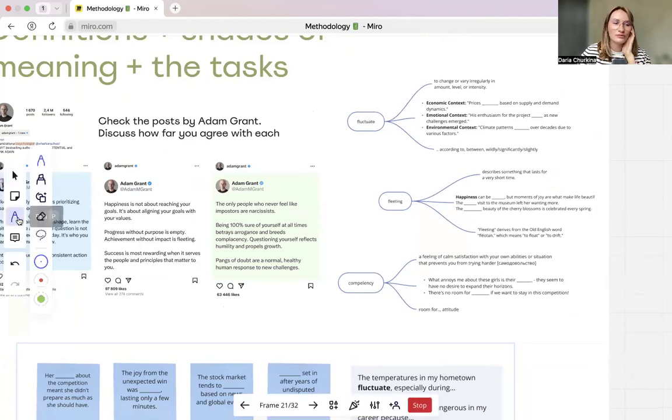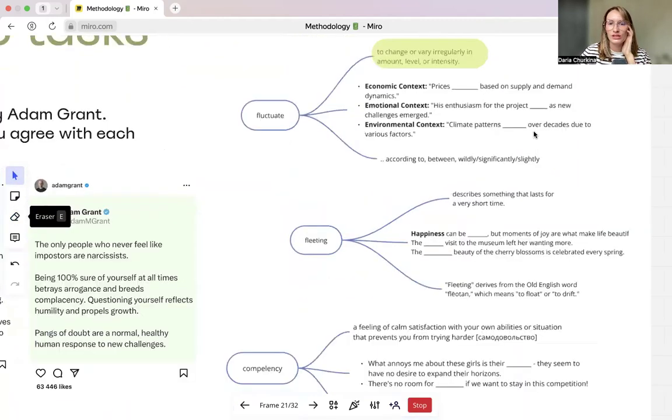So these words were hidden at first, just like this. And first things first, I asked my students to read the definitions and find these very vocabulary items in the posts. Okay, we found the words. Then we discussed different contexts that we can use these words in.